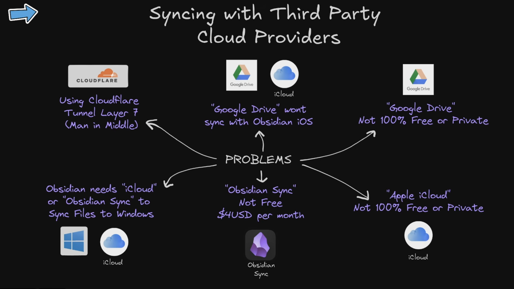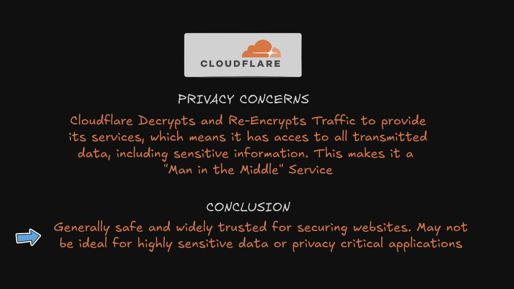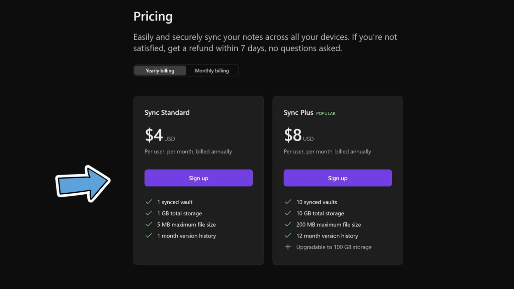And if we use a Cloudflare tunnel on a layer 7 protocol, Cloudflare can encrypt and decrypt our data, which exposes some of our data to Cloudflare. It is generally safe and widely trusted for securing websites, but it may not be ideal for highly sensitive data or privacy-critical applications. So the easiest sync method is Obsidian Sync, but this comes with a monthly subscription of $4.